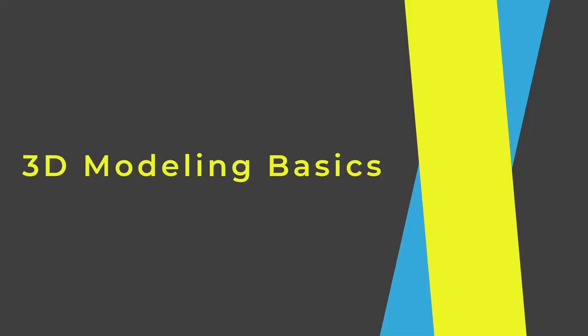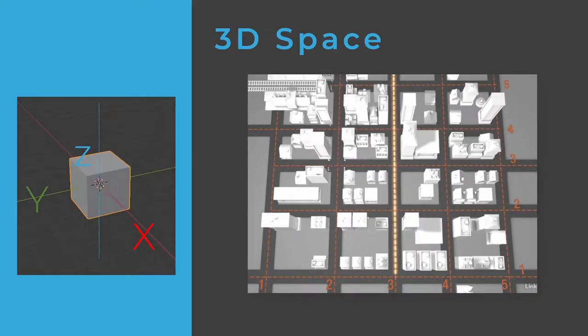First, some 3D modeling basics. While 3D modeling, as the name suggests, you create and shape objects in the 3D space. This means that the objects you model can be manipulated in all three axes, X, Y, and Z.